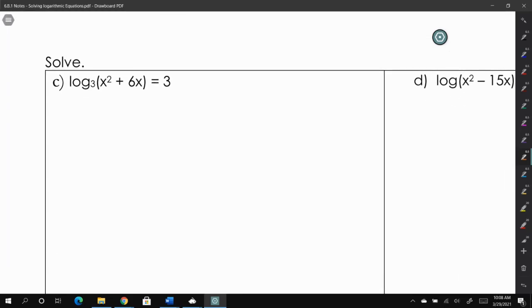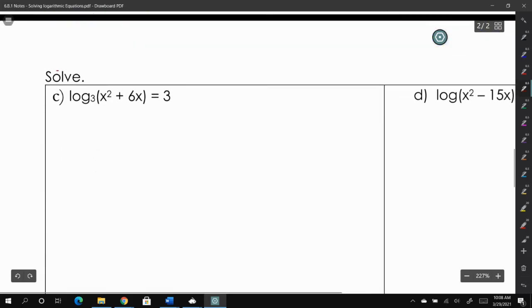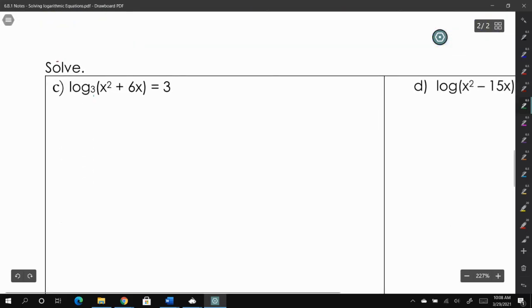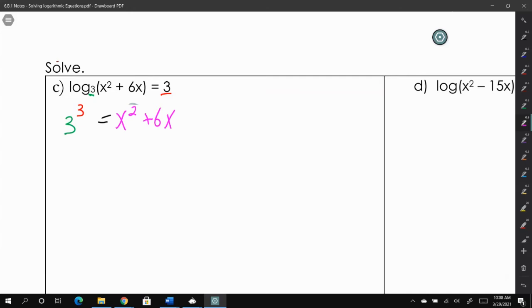All right, so in our next page, you see that we don't have anything attached to the log. We don't have a number in front being multiplied, and we don't have a plus or minus or anything in the front. So we can convert this to exponential form right away. So we have 3 raised to the 3rd power is going to equal x squared plus 6x. Okay, us having this x squared right here means that this is a quadratic function. So we need to get everything on one side of the equation.